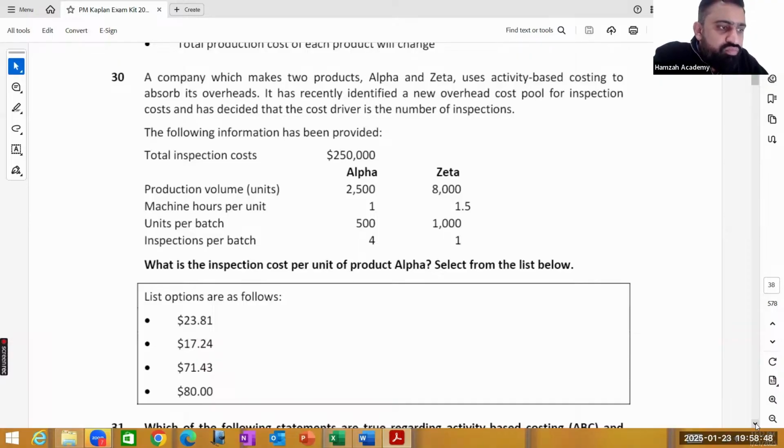Okay, read question 30 and tell me the answer. Which is the inspection cost per unit of product alpha using ABC? You have 3 to 4 minutes to give the answer. Read the question and let me know the answer. I'm giving you some time.